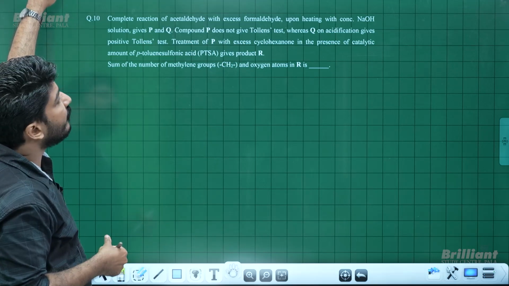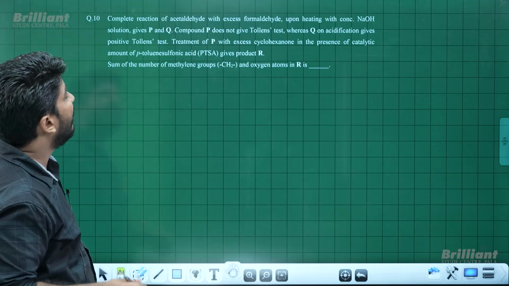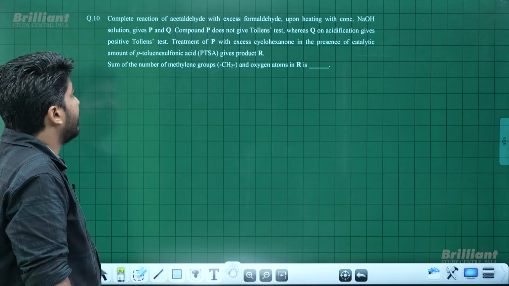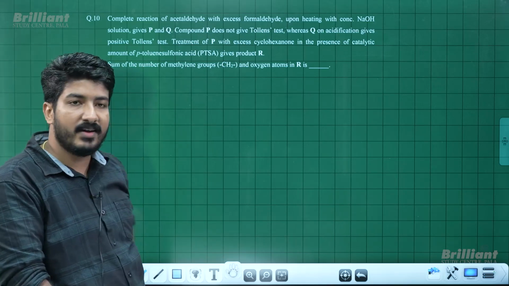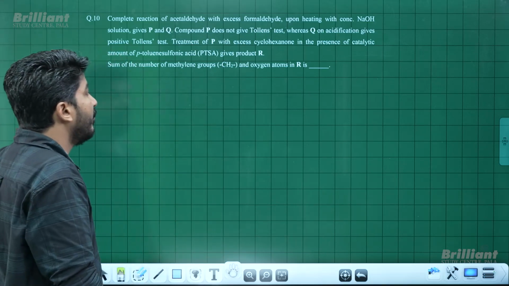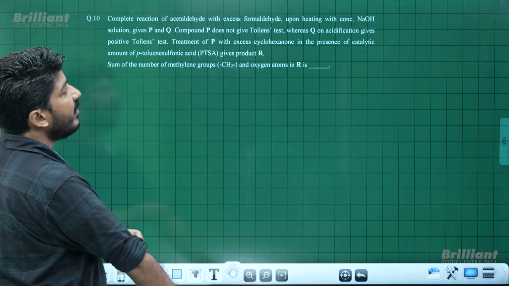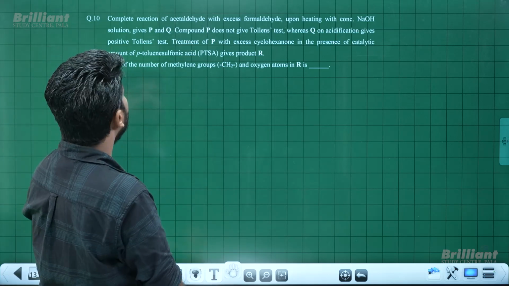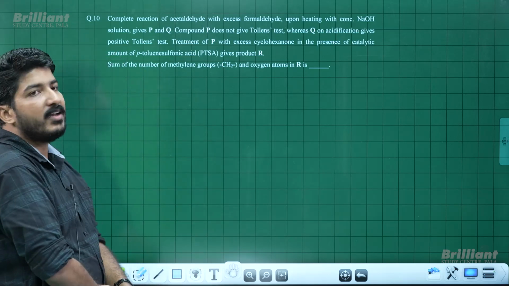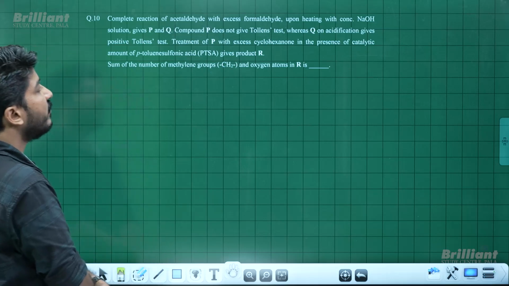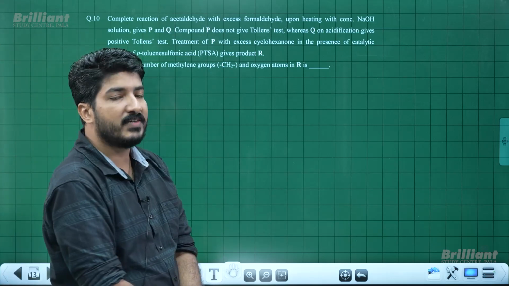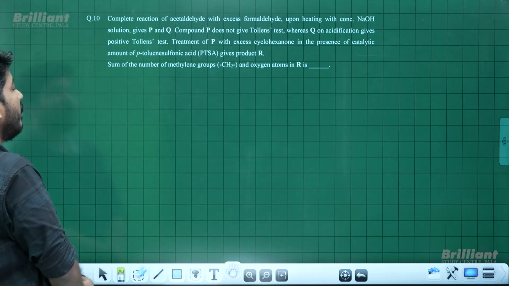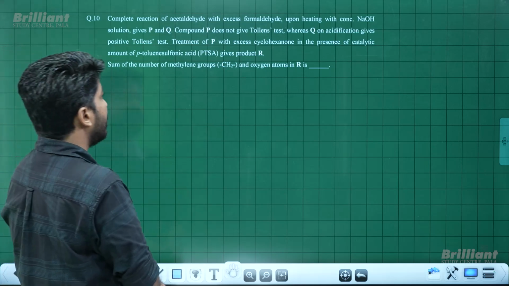Now another one was from organic, from the carbonyl section. Complete reaction of acetaldehyde is done with formaldehyde. The reagent was NaOH, and it finally gave P and Q. P does not give the Tollens test, Q after acidification gives the Tollens test. So let's find P and Q first.